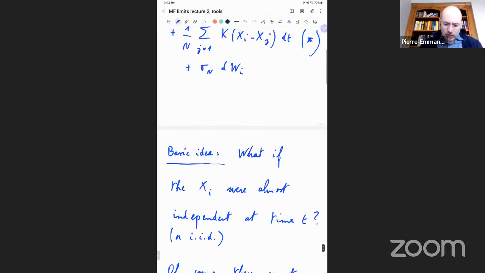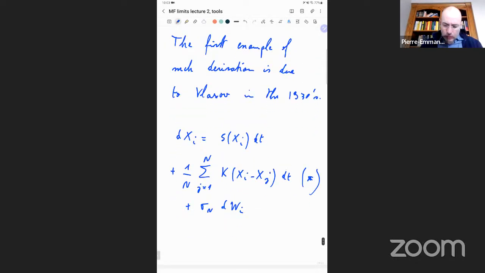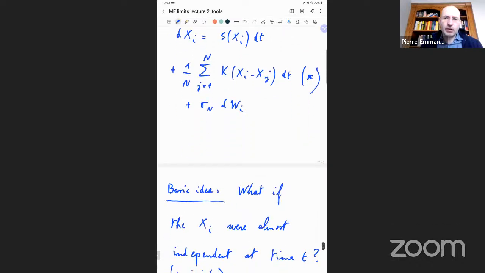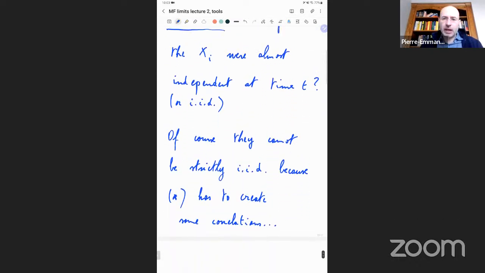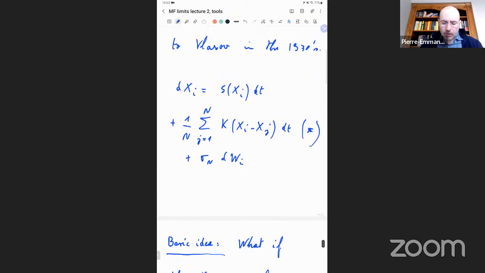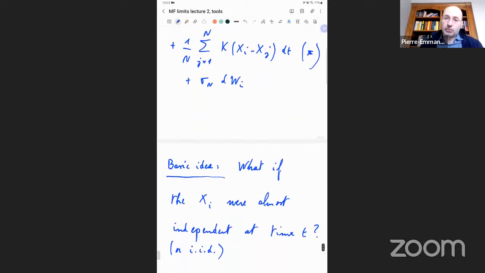Then we would have a very simple reduction in that term, that sum. Because now I would have a sum of almost independent random variables, and I could apply a law of large number.